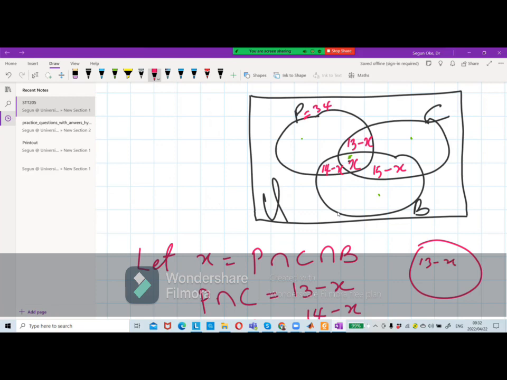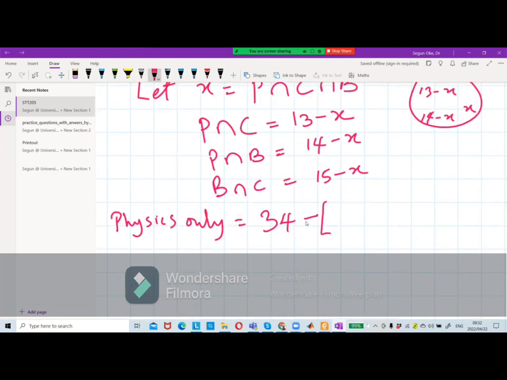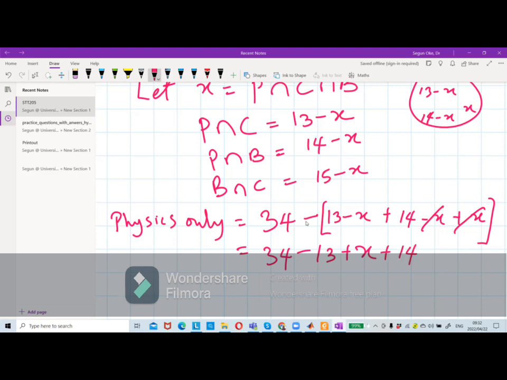We have 14 minus X. Then we have X. These are the elements that are in physics only. So we now put it here by saying 13 minus X plus, add everything together, 14 minus X, then plus X. What do we have? When you open the bracket, you have 34. This cancels this. So we have 34 minus, let the minus open the bracket, minus times minus 14, minus times minus plus X plus 14.